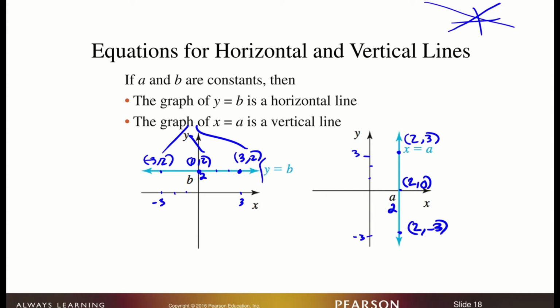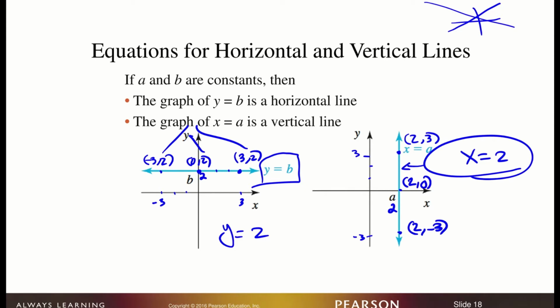That's why, if you notice, there's no x in the equation of a horizontal line. Like the one that we did, because we said it's at elevation 2, the equation of that line is y equals 2. This one here, notice the x value is always 2, so we say x equals 2. That's the equation of this vertical line. Notice there is no y in this equation, because the value of x does not depend on the value of y. It's always going to be 2, right? Same here, the value of y is always going to be 2 regardless of the value of x. That's why you don't see any x in the equation, okay?